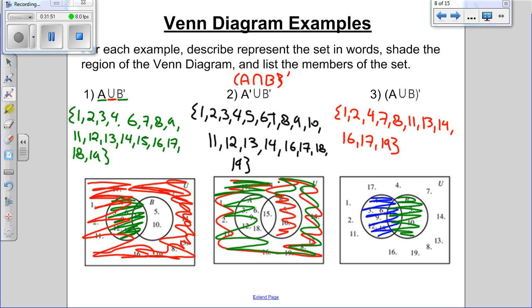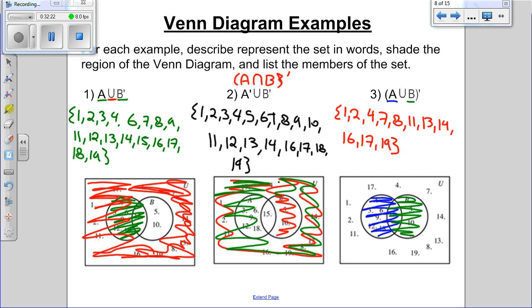For number 3, this one's a little trickier. So I looked inside the brackets first and I started shading. They wanted to know the things in A, so I circled anything in A using blue. That was that entire circle. Then in green, they wanted to know all the things in B. So I circled everything in B. That means anything I touch would be in these 2 circles.